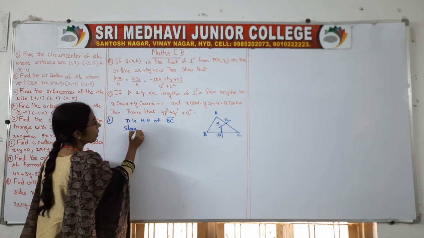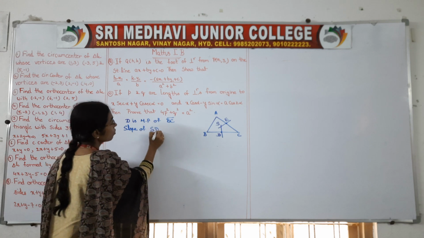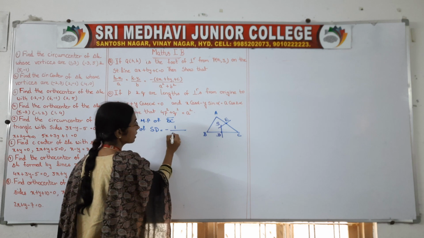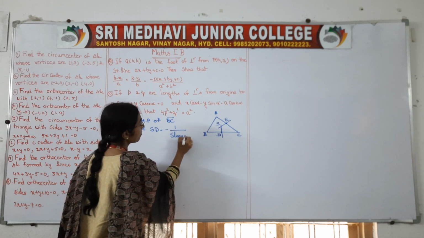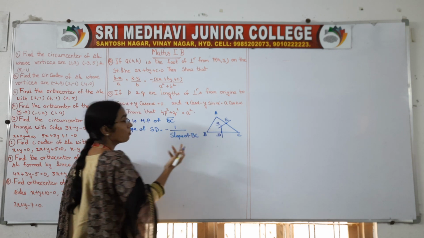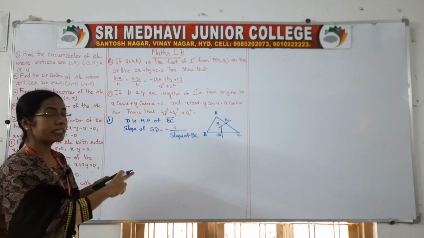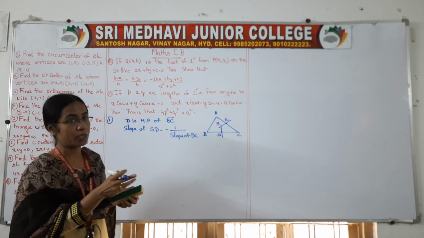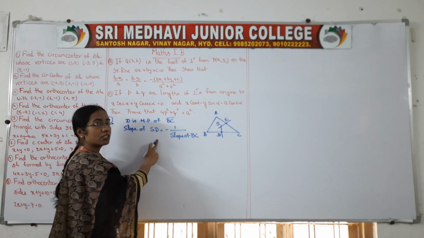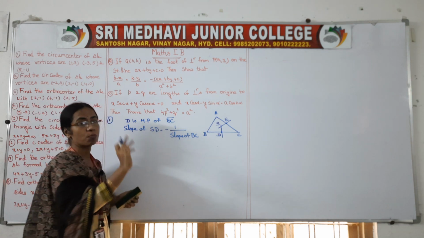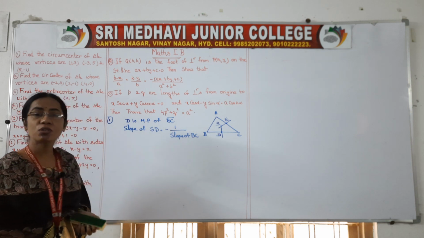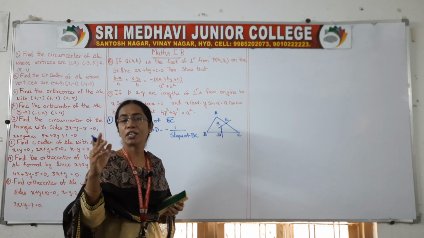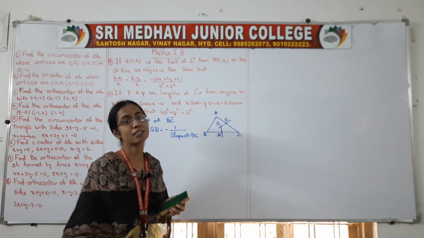How do we find the slope of SD? We take minus 1 by the slope of BC. Why like this? Because SD is perpendicular to BC. If SD is perpendicular to BC, the slope of SD is equal to minus 1 by the slope of BC. And you know how to find the slope when 2 points are given: y2 minus y1 by x2 minus x1.